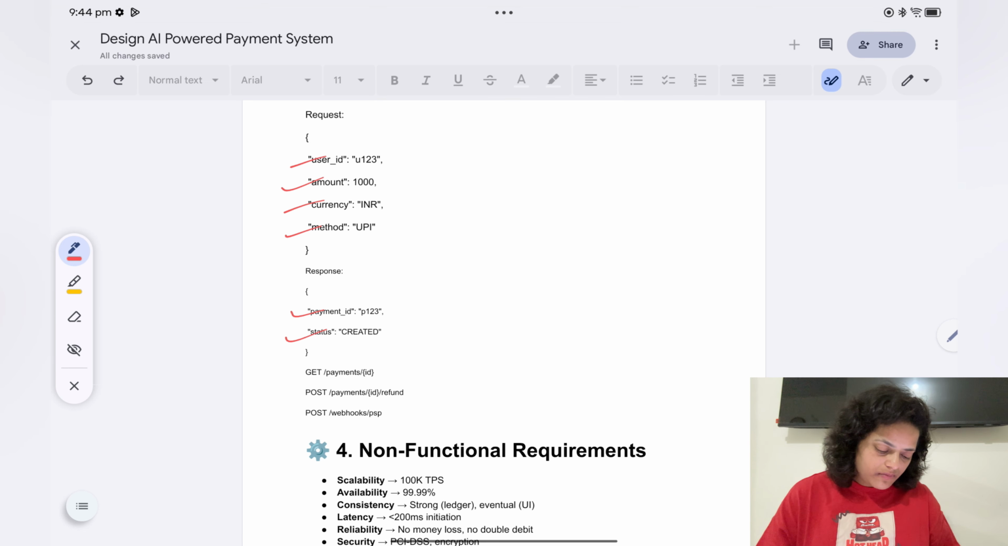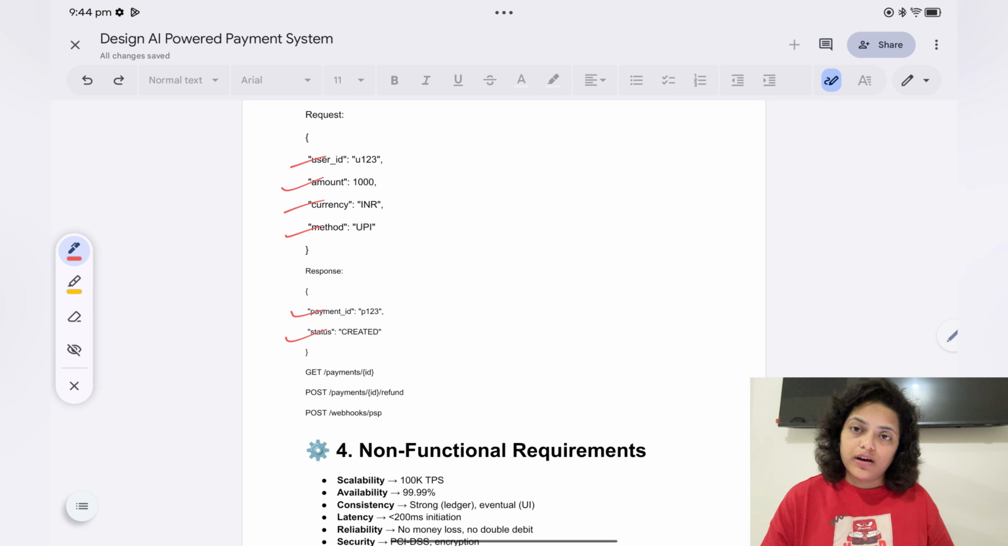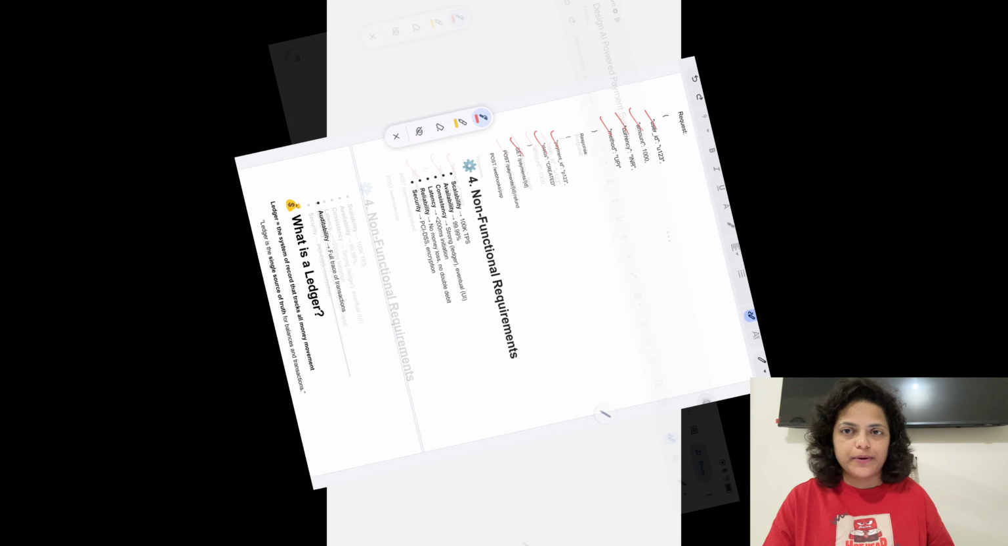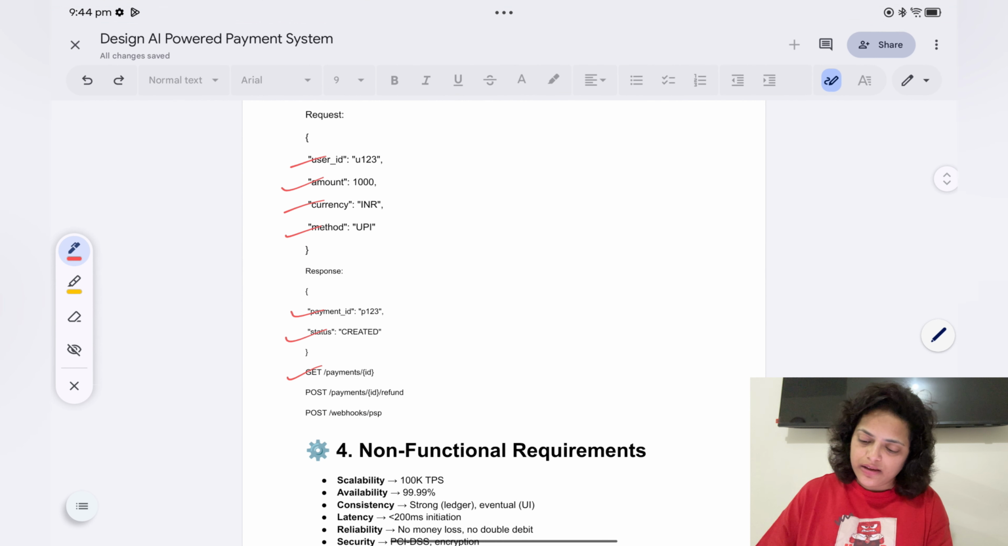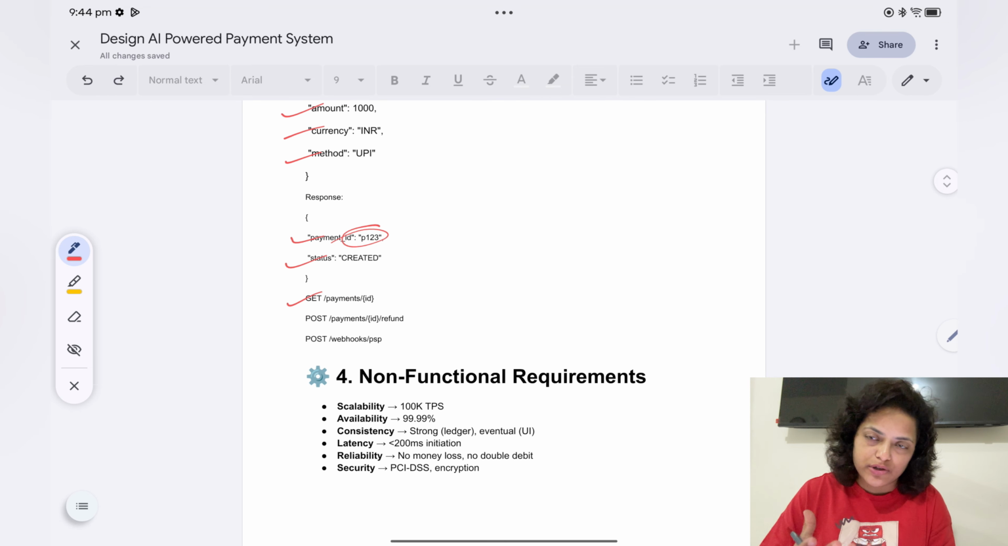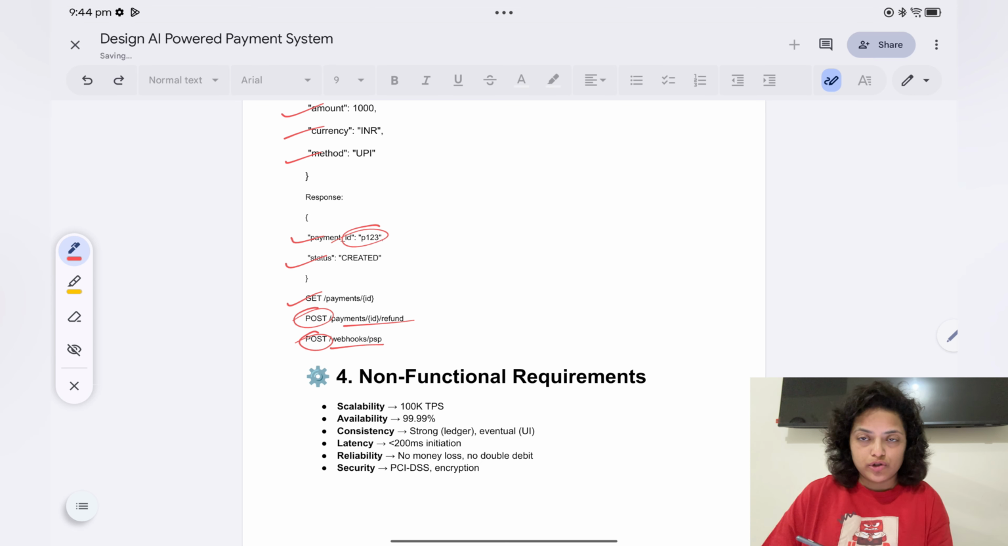Now here the next API will be GET /payment/{id}. So you will check particular payment ID information, like you got this payment ID. So you can see the status of that or the information about that payment ID. Then the next API will be /payment/{id}/refund, which will be of type POST if you need to refund it. And then webhook PSP, that is also of type POST.